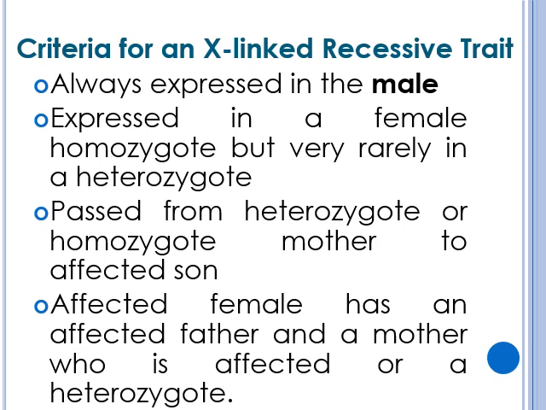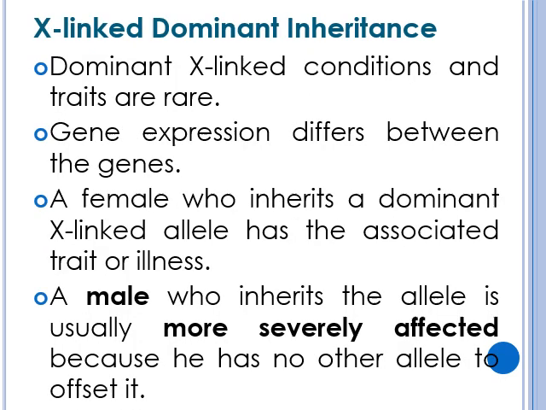So whether recessive or dominant, once the mother is affected and passes it to her son, he will be affected too, because a male has only one X. It is expressed in a female homozygote but very rarely in a heterozygote, and passes from a heterozygote or homozygote mother to an affected son. An affected female has an affected father and a mother who is affected or heterozygous.